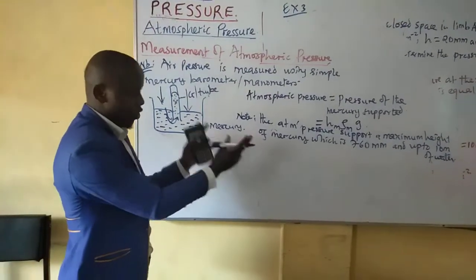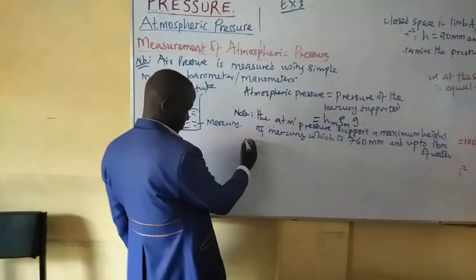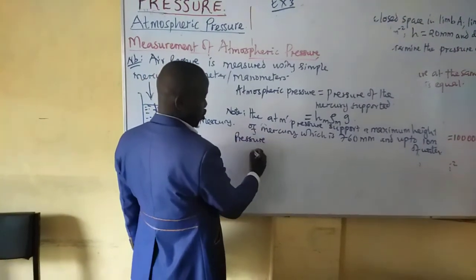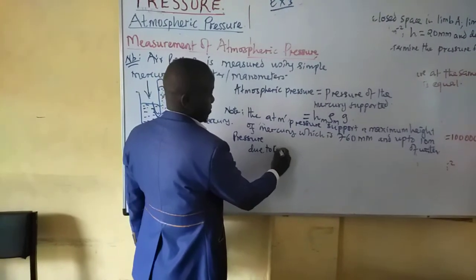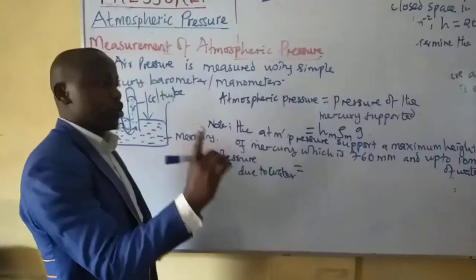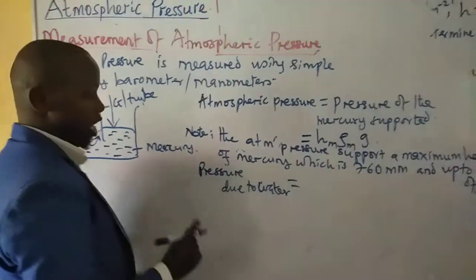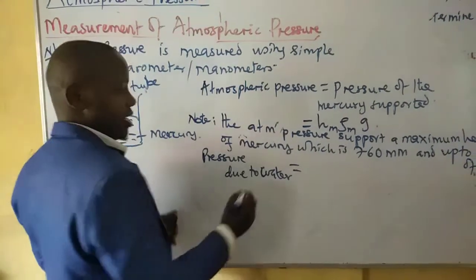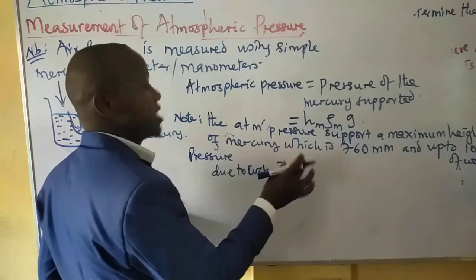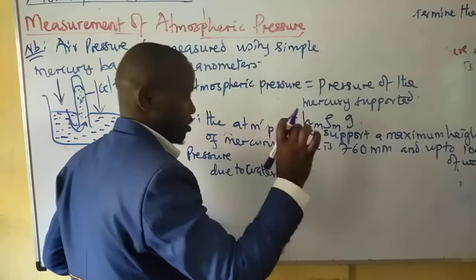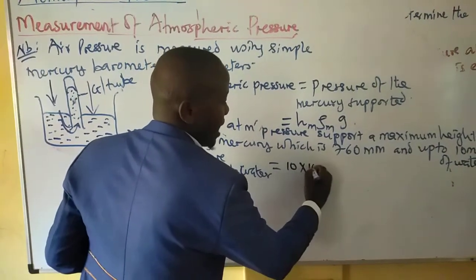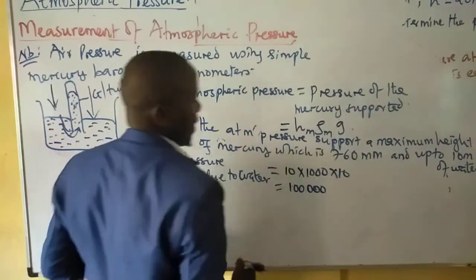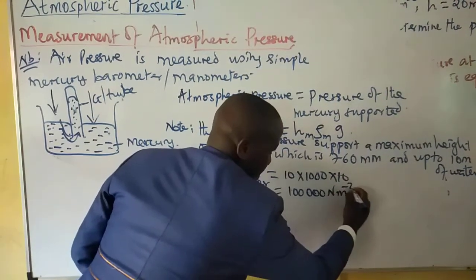Therefore, when we use these theoretical values, we can say that atmospheric pressure due to water will be calculated because we are saying it can support up to 10 meters of water. If we use a barometer filled with water and a height of up to 10 meters is supported, then the atmospheric pressure which has been balanced is equal to the pressure due to that water column, which is 10 times 1,000, which is the density of water, times 10. And this gives us around 100,000 newtons per meter squared.